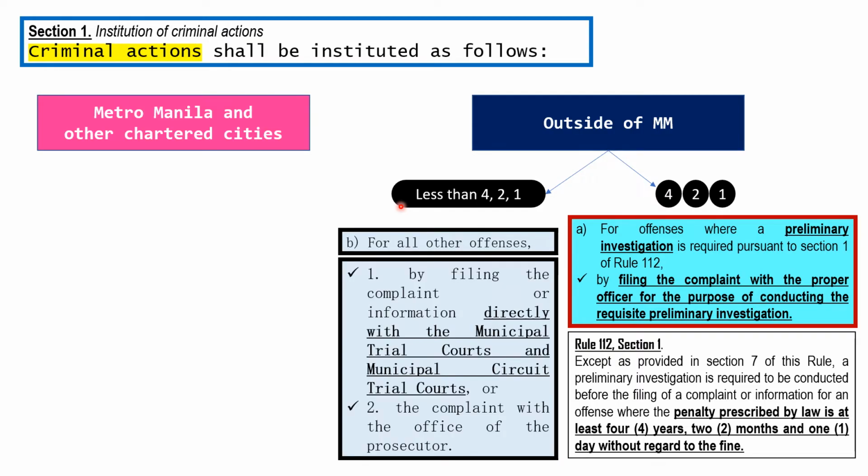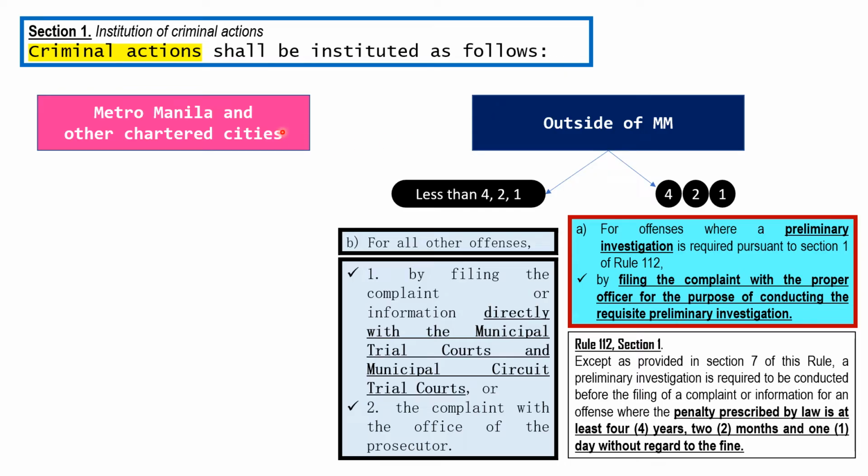And again, opposite ng 421 is of course your less than 421, less than 4 years, 2 months, and 1 day. So in that case, ano naman ang procedure pag ang penalty is less than 421? For all other offenses, that is your letter B. Take note that you have two options. Ito ang nakakalimutan ng mga estudyante. Akala lang nila is you just file a complaint or information directly with the MTC. They don't include that you also have that alternative wherein you can also file a complaint with the office of the prosecutor. So you have two options, either direct filing with the MTC or the MCTC, or go to the office of the prosecutor. So we are done with the outside of Metro Manila.